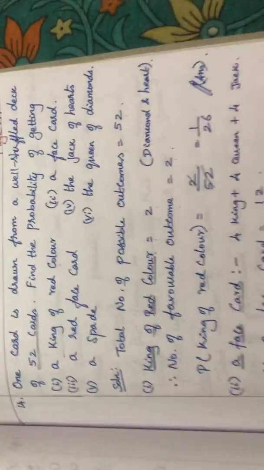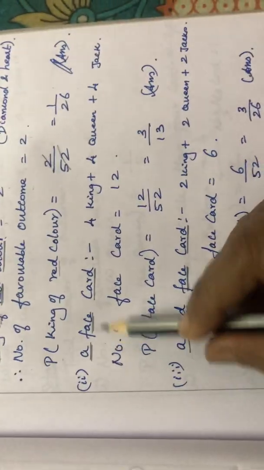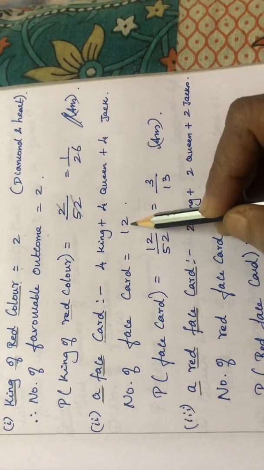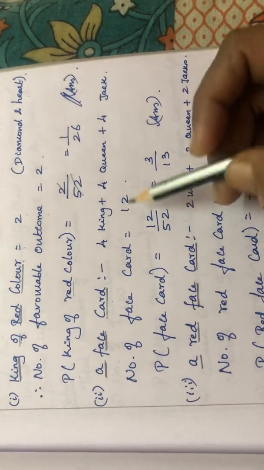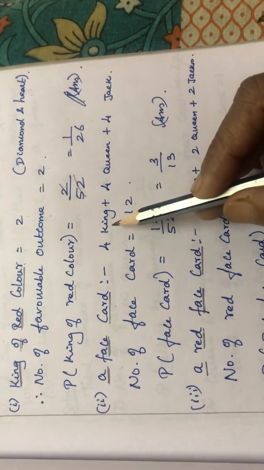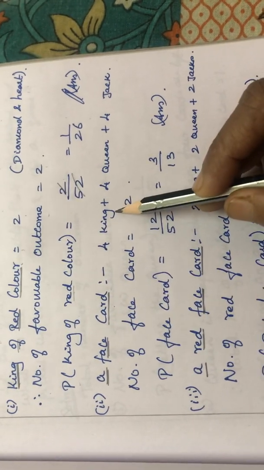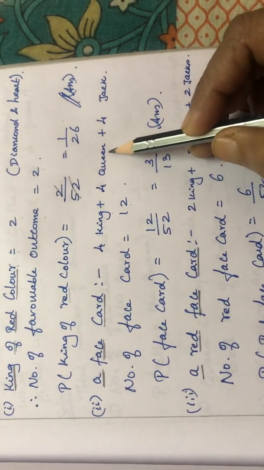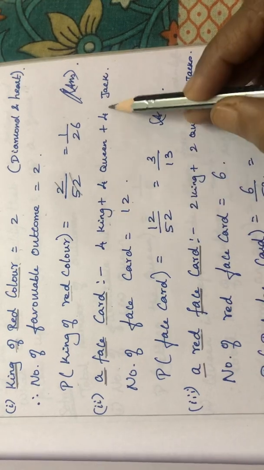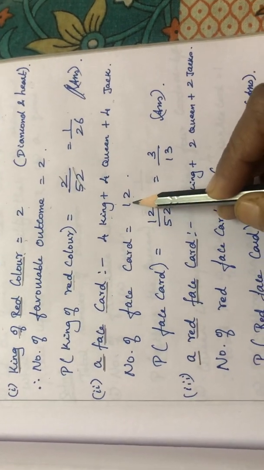Second subdivision, a face card. How many face cards are there? 12. You can write it directly also, or here I have explained with the steps. What are the face cards? 4 king, 4 queen and 4 jack. So when I am adding this, 12 face cards are there.